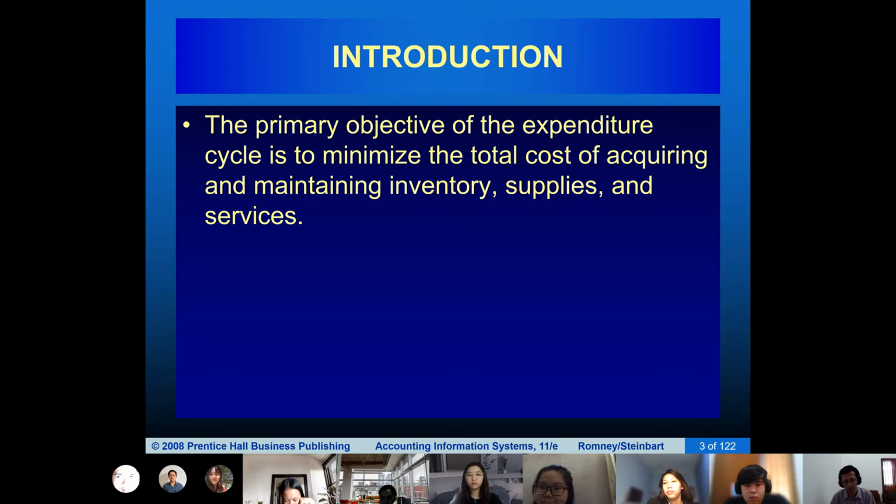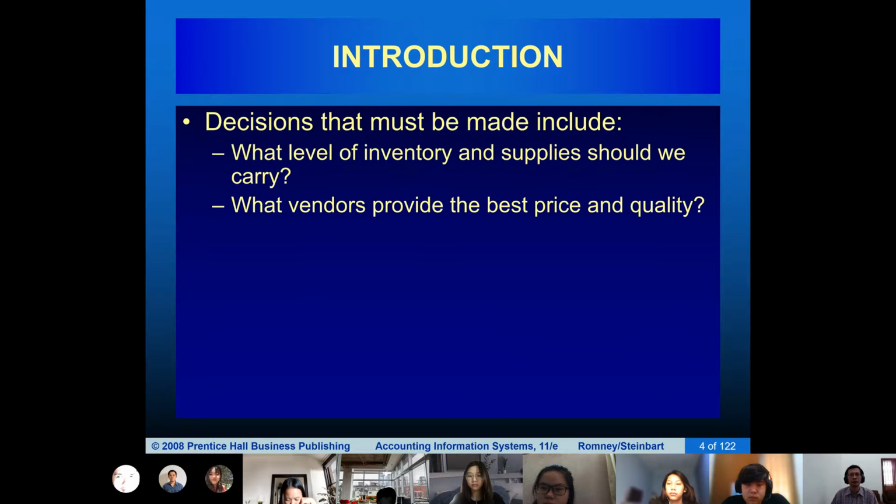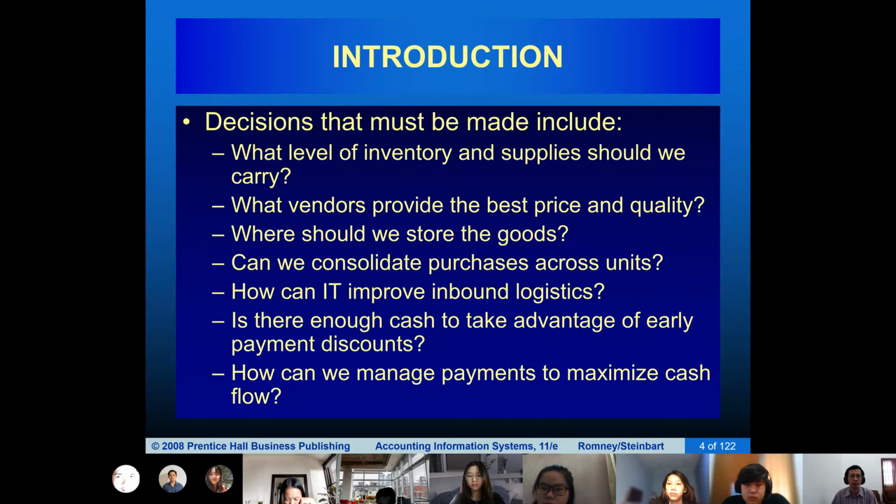That's why if you later graduate and work as a purchaser or buyer or in procurement, the term is procurement, you need to pay attention to this. Okay, so what are the decisions that need to be made? First, what level of inventory and supply should we carry?